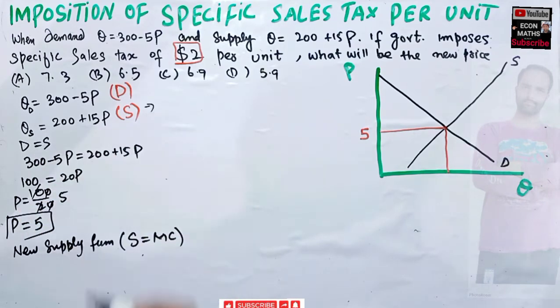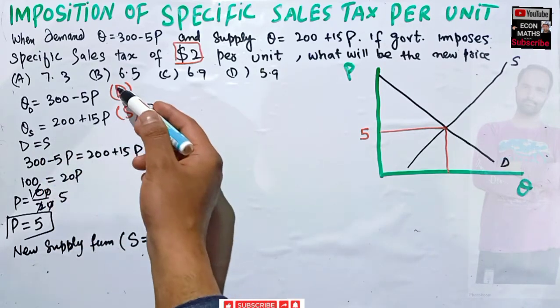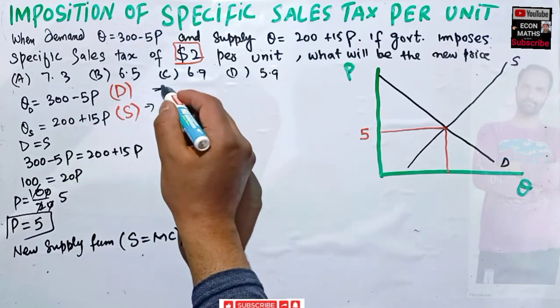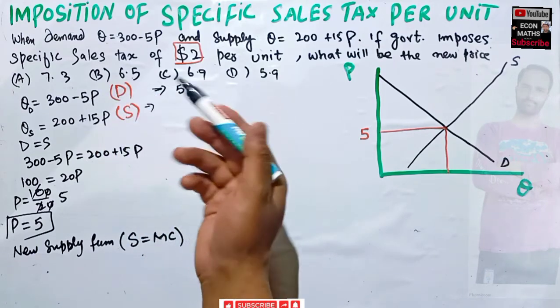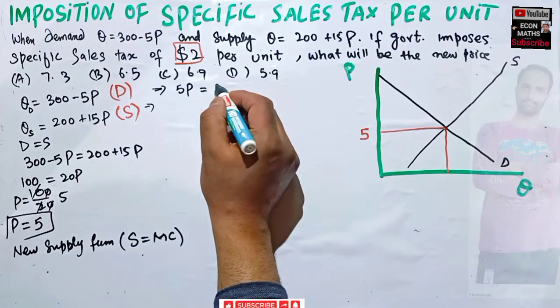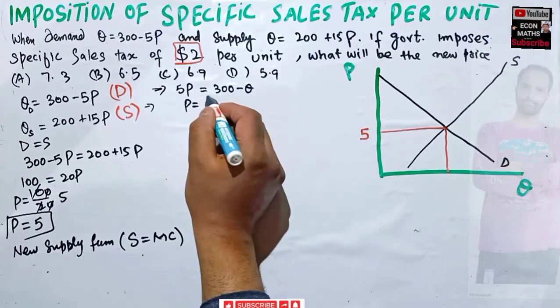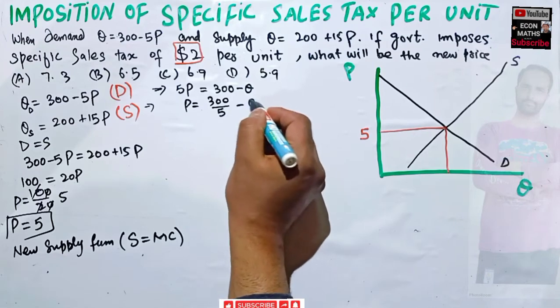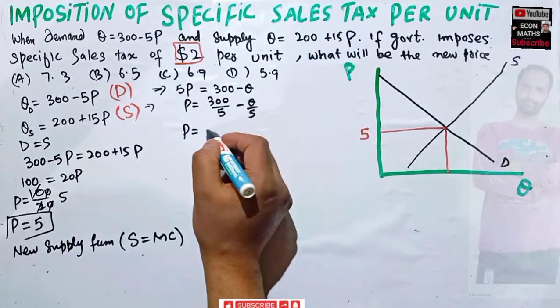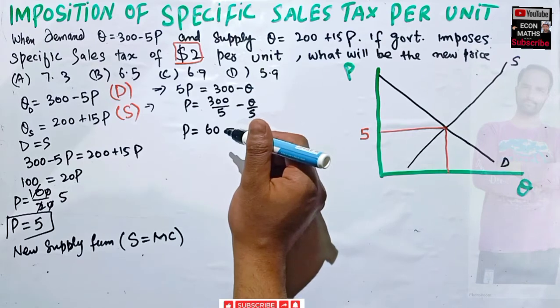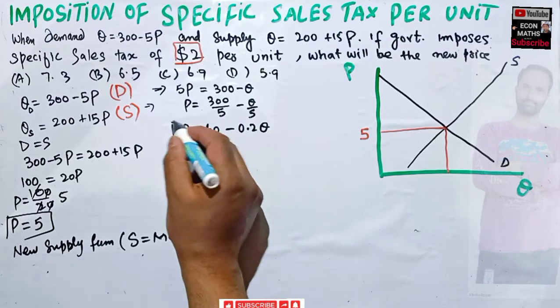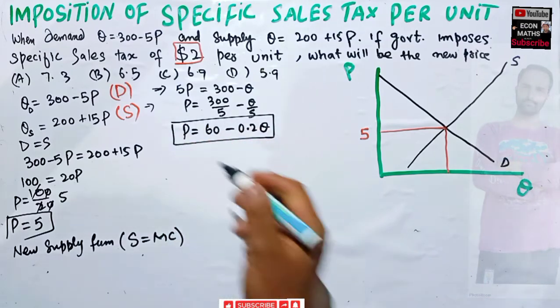Originally this was our supply function. Let us first write it in terms of P, solving in terms of the inverse demand function and inverse supply function. The inverse demand function means solving for P. So 5P = 300 − Q, or P = 300/5 − Q/5, so P = 60 − 0.2Q. This is our inverse demand function.